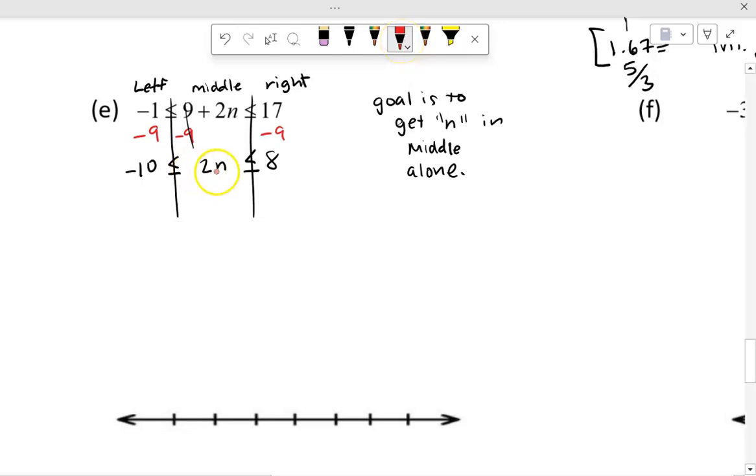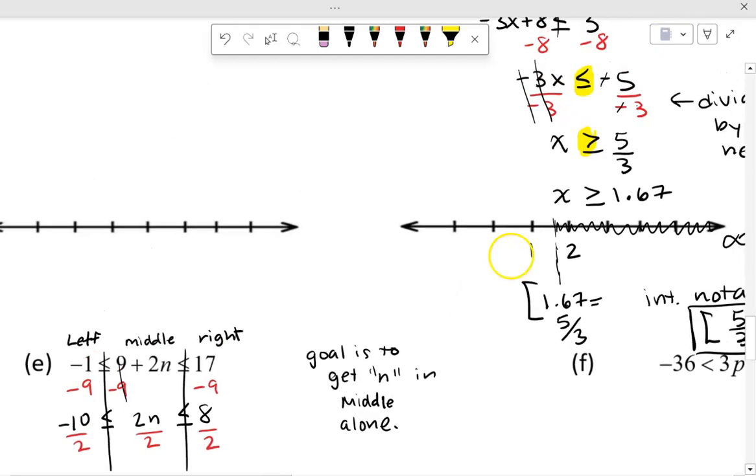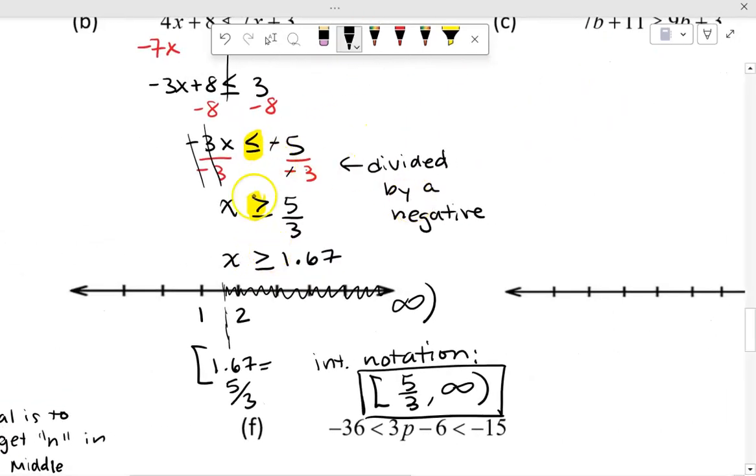You have one last step for getting n totally by itself, which is the goal, in the middle. You have to get rid of the 2, and we're going to divide by 2. When you divide by 2 in the middle, you have to do it on the right, and you have to do it on the left. Remember, you're allowed to divide by a positive number without flipping any signs, but if you divide by a negative number, you will have to flip signs like we did here.